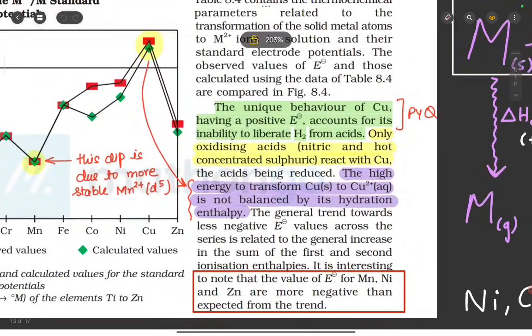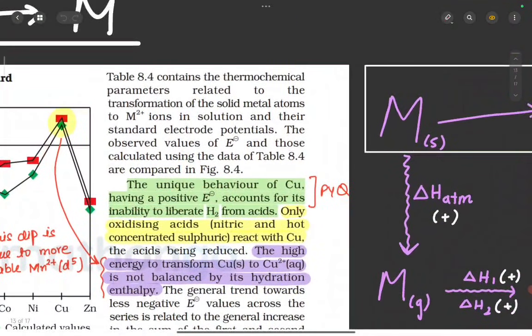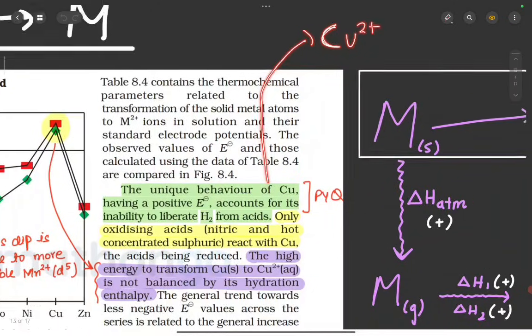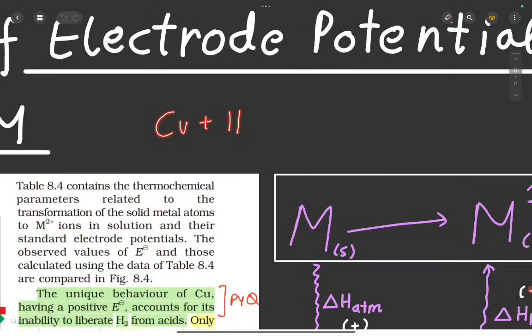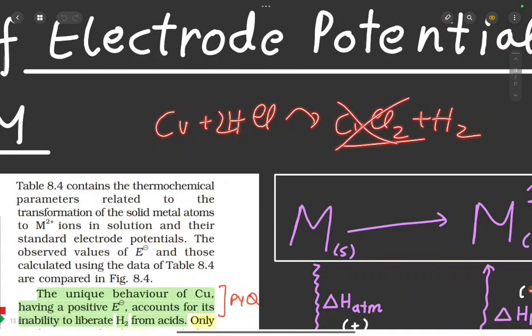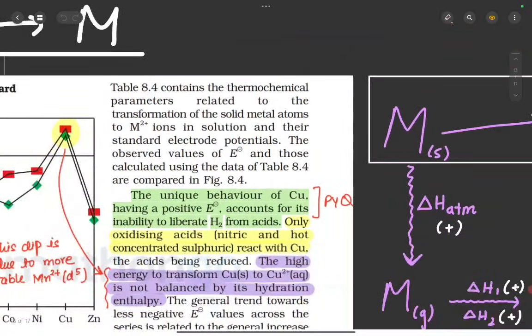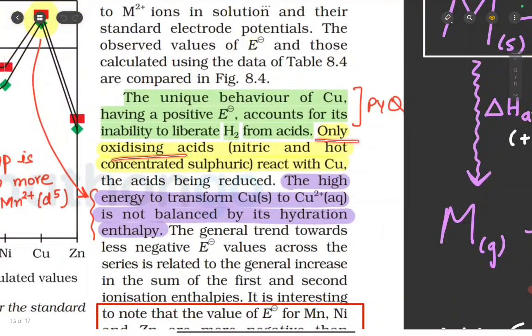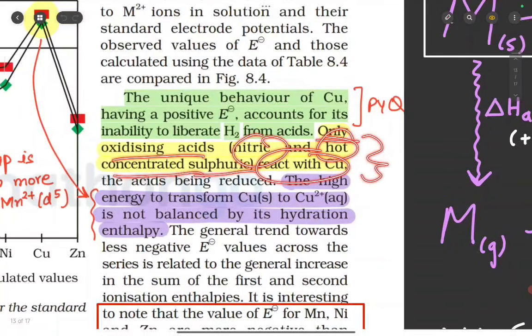But why is that? The unique behavior of copper having a positive E naught accounts for its inability to liberate H2 from acids. Basically, if copper does not want to react with an acid, it will not go into the plus 2 state and liberate H2, making CuCl2. It does not want to do that. This process is not spontaneous. And this is the inability of Cu to liberate H2 from acids, especially dilute acids. Only oxidizing acids like nitric and hot concentrated sulfuric acid react with Cu. Remember this as a general point.